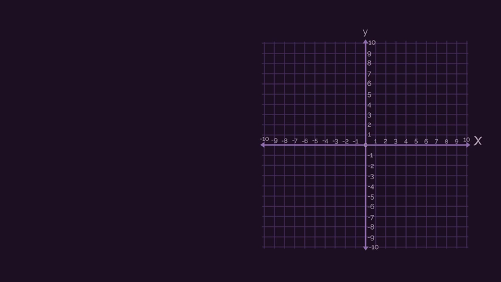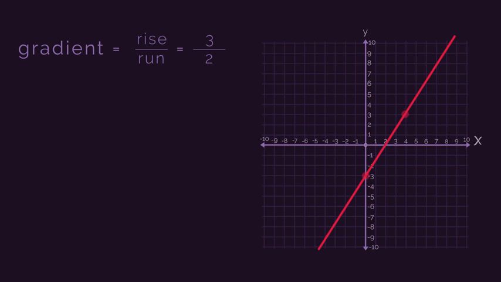But what do these numbers really mean? A gradient of 3/2 and a gradient of -2. Look at the graph. A 3/2 gradient means that for every 2 squares we go along, we go up 3. And then a -2/1 gradient, every time we go along 1, we go down 2.